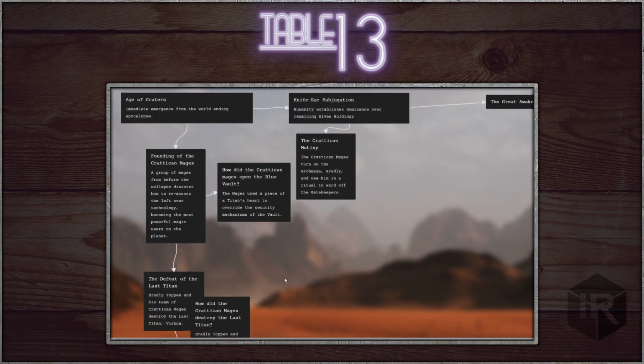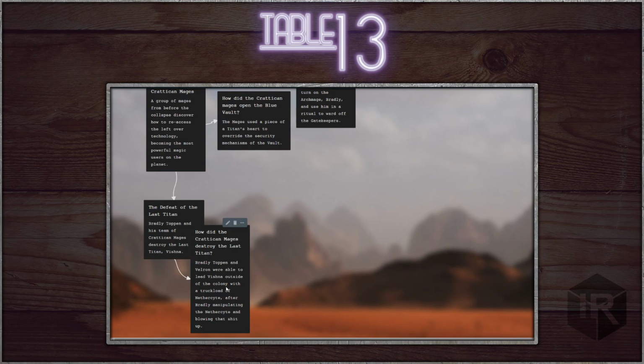So Bradley, Toppin and Velron were able to lead Vishna outside of the colony with a truckload of nethersite, after Bradley manipulated the nethersite and blew that shit up. That's not a functional sentence. No, I'll touch up the tense afterward, it's all screwed up, but it's okay.